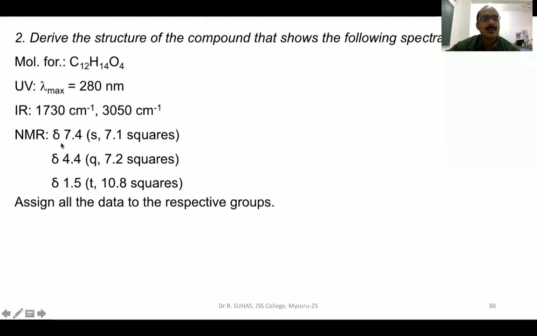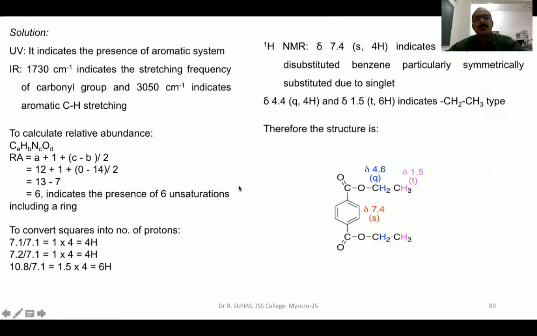Next is 1H NMR. It gives delta 7.4, delta 4.4, and delta 1.5, as singlet, quartet, triplet. Again, they have given the data in squares, so we have to convert those squares into number of protons. Once we derive the structure, we have to assign all the data to the respective groups. Let us see by looking at the solution.